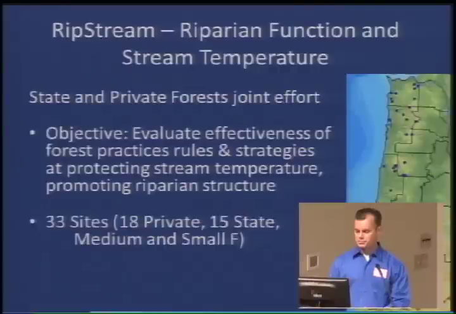So this RipStream project takes place in the Coast Range and on state and private forests. Its objective is to evaluate the effectiveness of forest practice rules and strategies of protecting both stream temperature and promoting riparian structure. Today I'll be speaking mostly about the stream temperature aspect, but in the future I'm going to be excited to speak more about what's happening in the riparian areas. So there's 33 sites. 18 of these are on private lands and 15 are on state forest sites.